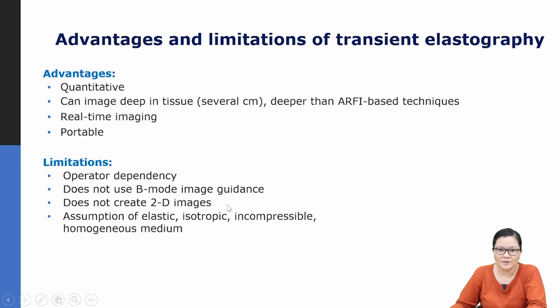It does not create two-dimensional elastography maps compared to shear wave elastography. And it also assumes an elastic, isotropic, incompressible, homogeneous medium. So these are the limitations of transient elastography. Despite these limitations, this type of technique is widely used around the world, but there are several articles that look into some limitations of the technique, which the sonographer has to keep in mind.